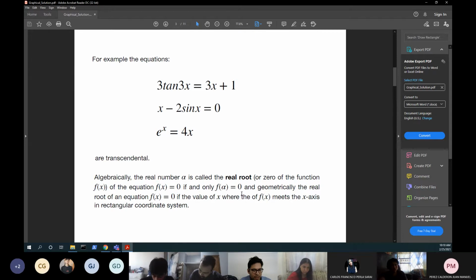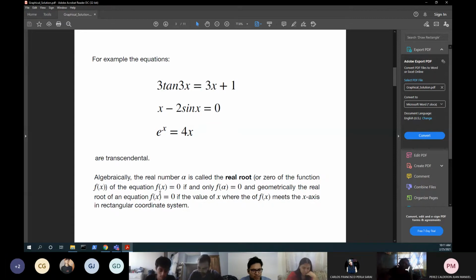Here you have this part, f of alpha equal to 0, and geometrically, this is important. Geometrically, it's a real root of the equation f(x) equal to 0 if the value x, where the function f(x) meets the x-axis in the rectangular coordinate system.